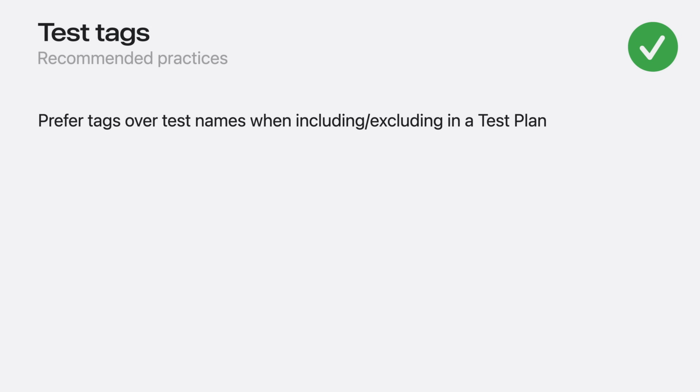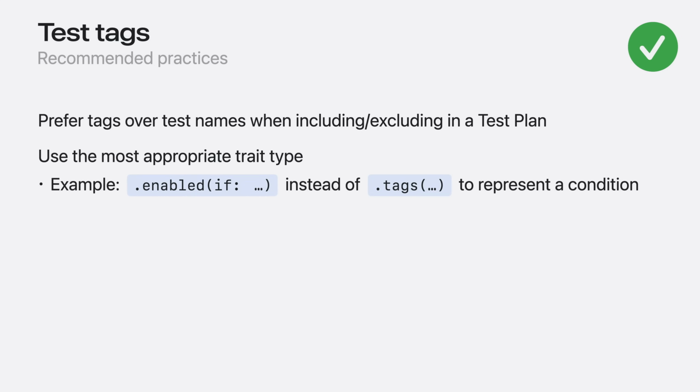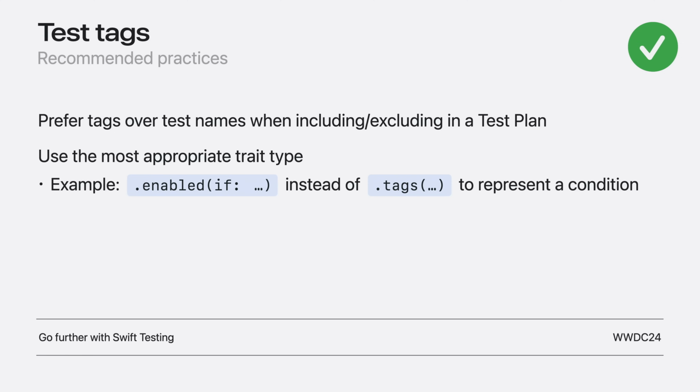When using Swift testing, prefer tags over specific names of tests when including or excluding them from a test plan. For best results, always use the most appropriate type of trait for each circumstance. Not every scenario should use tags. For example, if you're trying to express a runtime condition, use enabled if, as we discussed earlier. To learn more about using test tags in Xcode, see Go Further with Swift Testing.